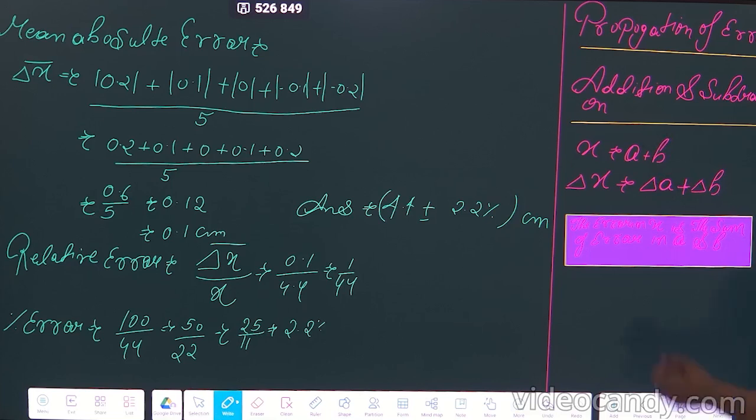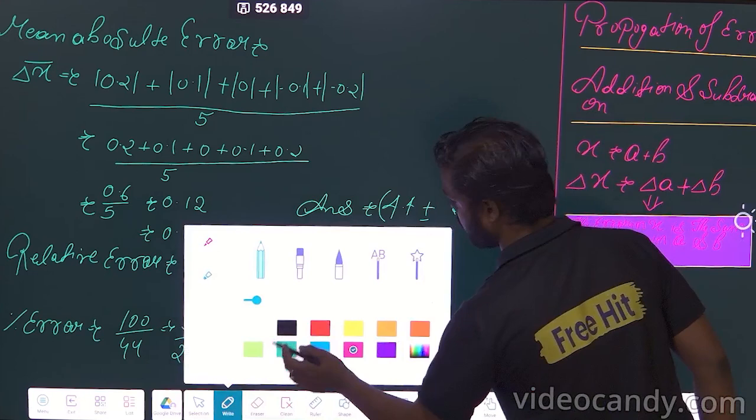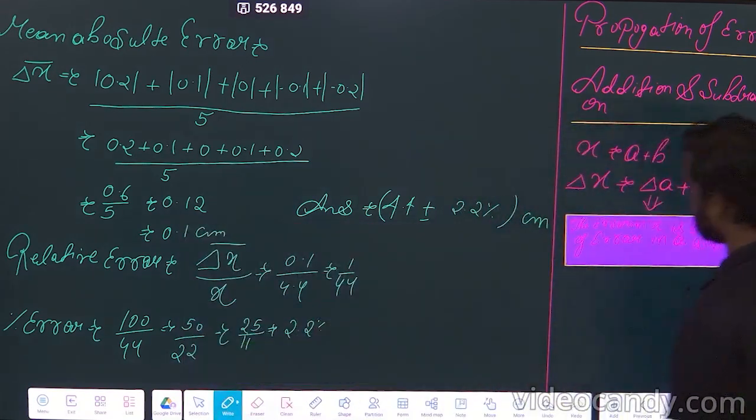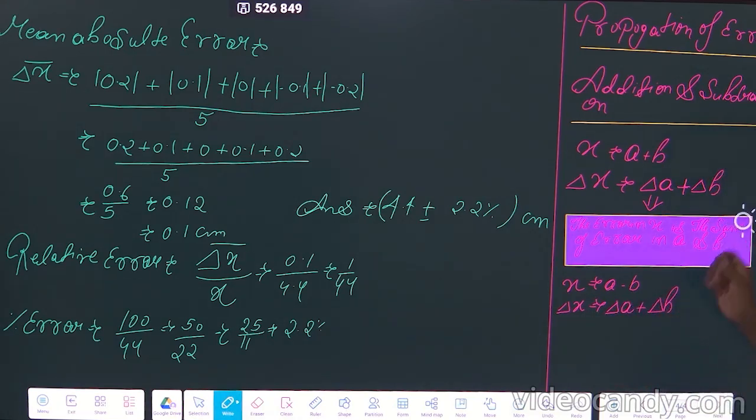Clear? From this expression you should understand this thing. If we are adding two quantities and each has some error, then there will be error in the result also. Clear? Next thing is for subtraction. Suppose x is equal to a minus b, then my delta x will be equal to delta a plus delta b. Remember, error is always getting added, it will never be subtracted.